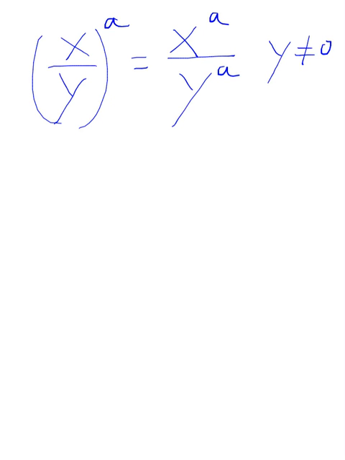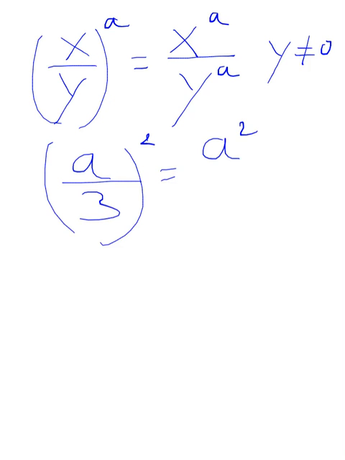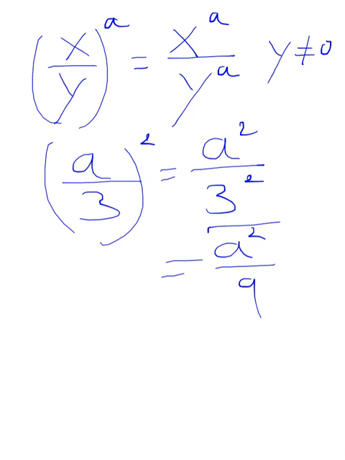For example, if we get a over 3, parentheses squared. Now that would be a squared over 3 squared, right? Which is a squared over 9.